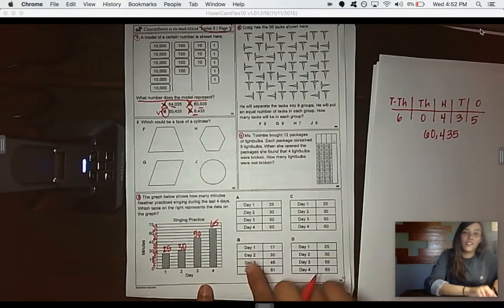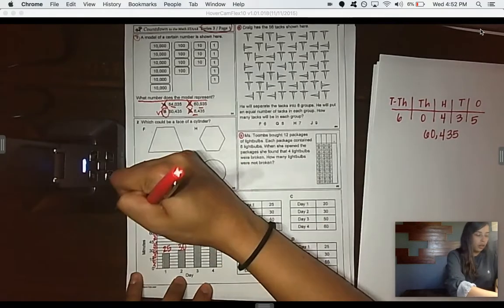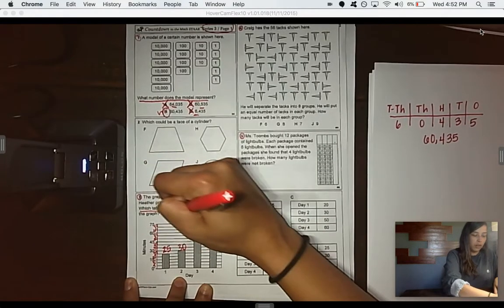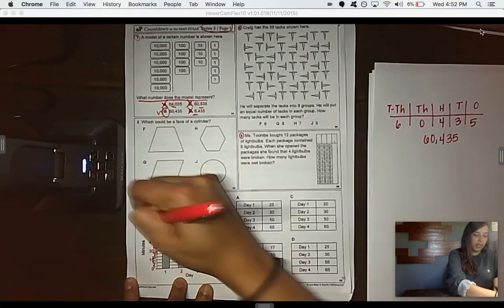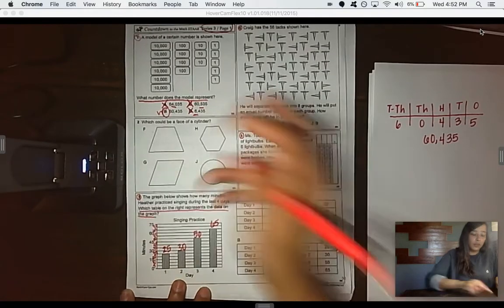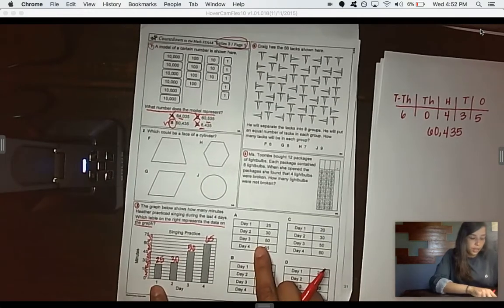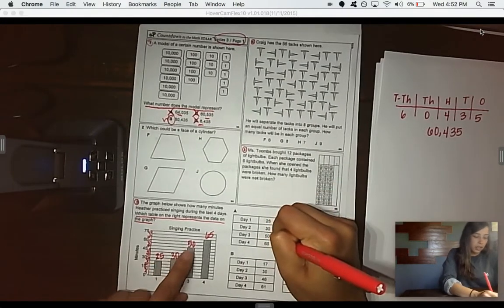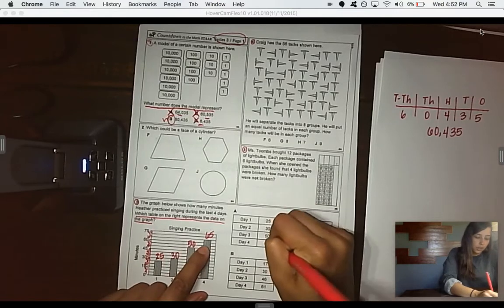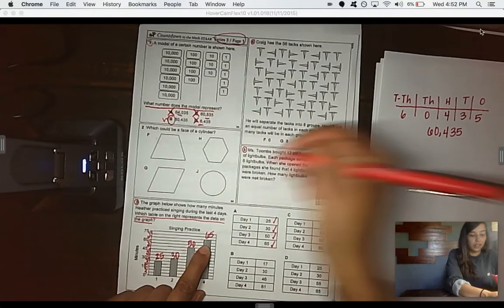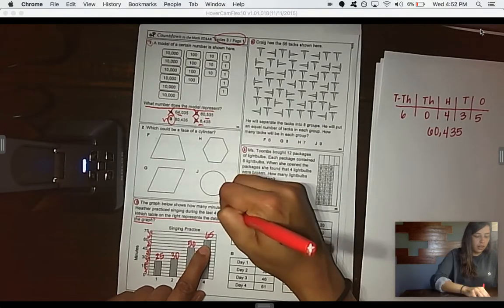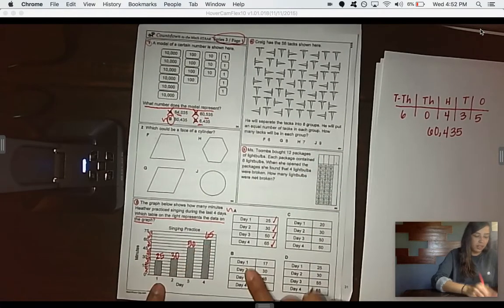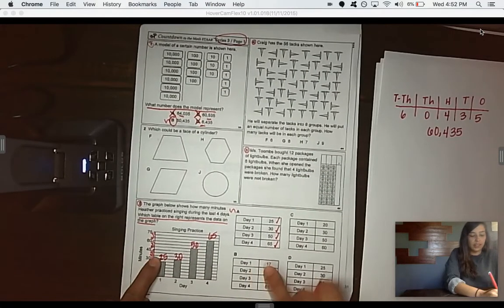Okay, now we can go over here, and the question wanted to know which table on the right represents the data on the graph. We're looking for a table that matches this graph. So day 1, 25, looks good. Day 2, 30. Day 3, 50. Day 4, 65. A looks okay, so let's magic maybe and check the rest. B shows day 1, 17. Uh-oh, let's circle that and slash the trash.